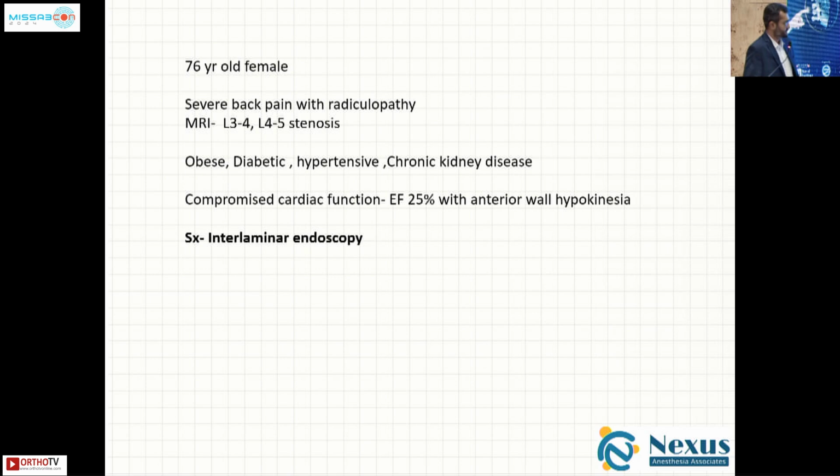Let's learn by an example. There is a 76-year-old female with severe back pain and radiculopathy. She has severe stenosis at L3-4 and L4-5. She is obese, diabetic, hypertensive, has chronic kidney disease, and her heart condition is compromised with an ejection fraction of 25% and anterior hypokinesia. Interlaminar endoscopy at two levels has to be done.